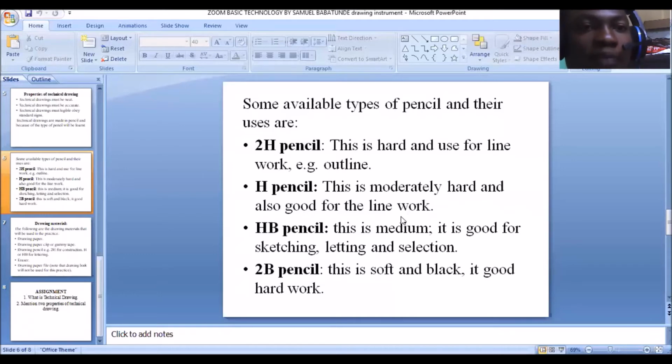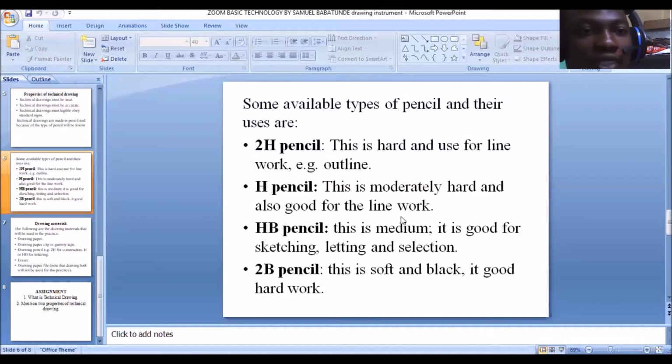Then we have the HB pencil, which is very common. The HB pencil, the common one we use today, and this is medium. That is, the hardness is medium. It is not as hard as the H pencil and not as hard as the 2H pencil. So it is medium, and it is good for sketching. Like I said, it is the common one we use today. We use it for sketching, for lettering, and for selection.